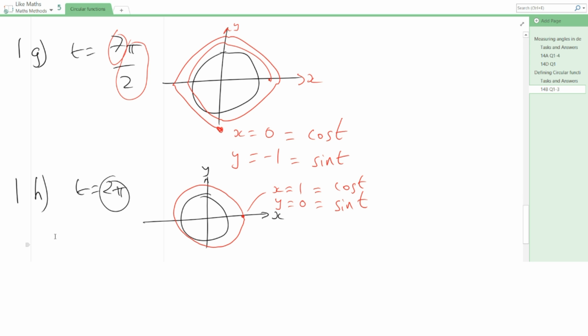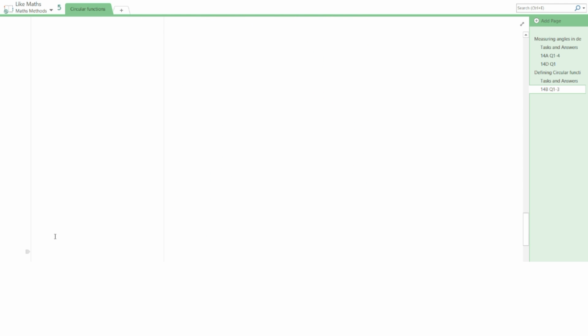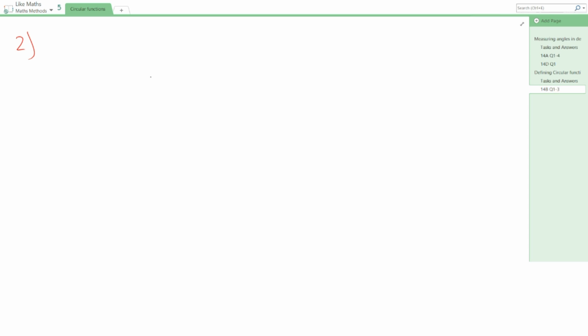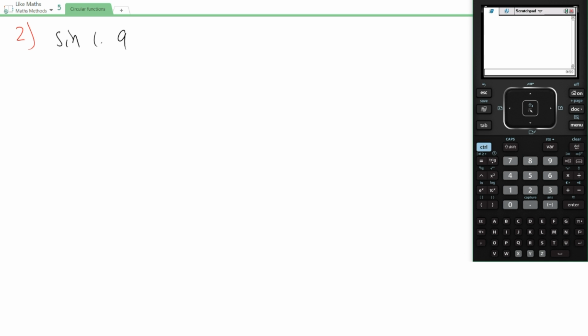Next question. Okay, part 2. This is now from the calculator. These next questions ask you to use your calculator to do some trigonometric functions, starting with finding the sine of 1.9. As it wisely warns you in the book, make sure that you're in radian mode.